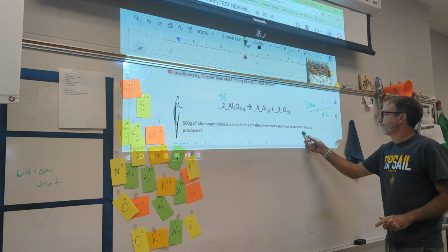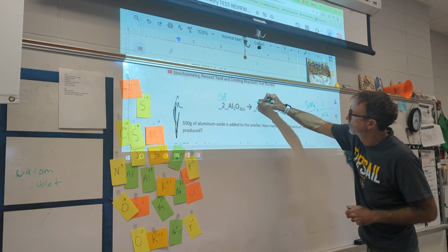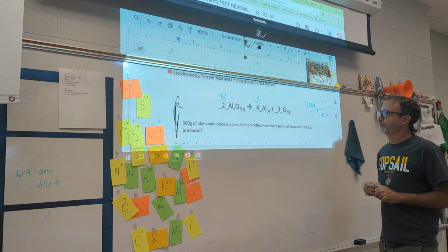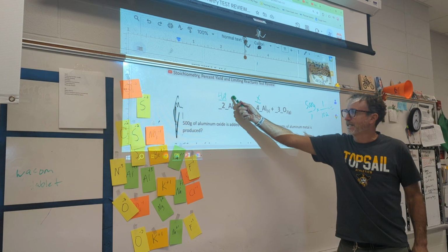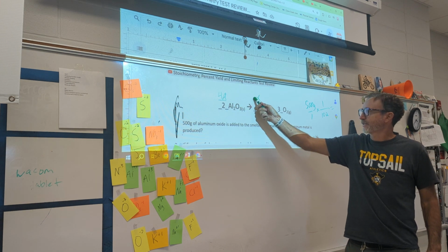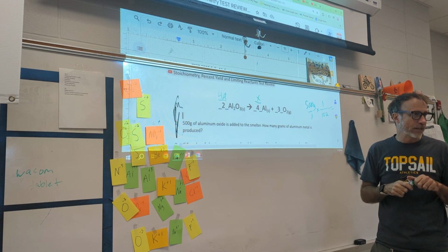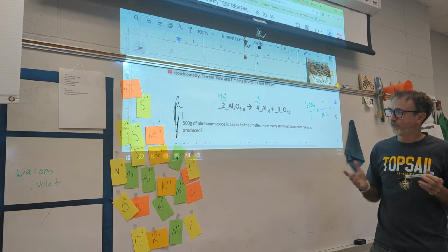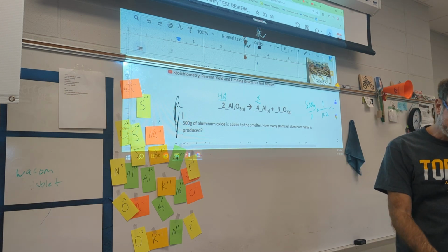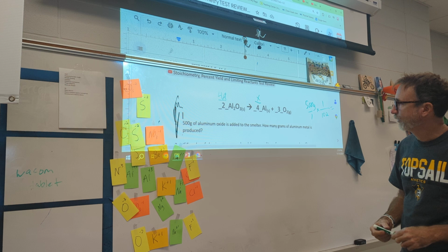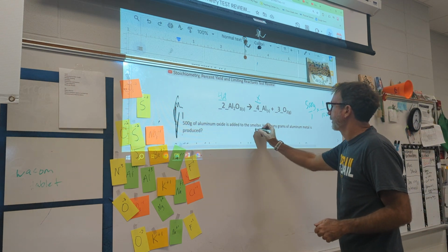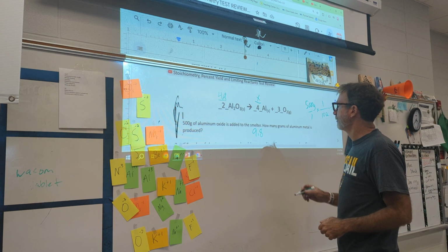How many grams of aluminum metal is produced? 4.9 is to 2 as X is to 4. So this number is going to be twice as big. Everybody agree with that? So 4.9 times 2, we know that is 9.8. 9.8 moles.